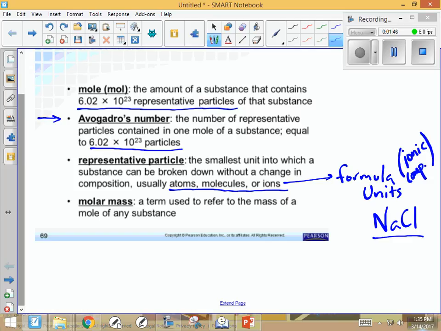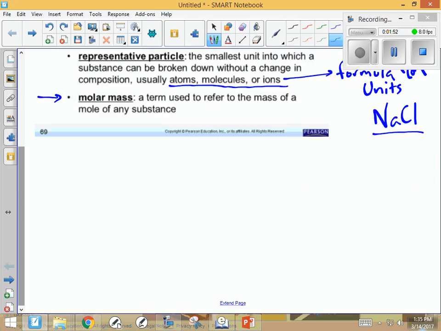Okay. Next, lastly, we'll talk about molar mass, which we learned yesterday. It is a term used to refer to the mass of 1 mole of any substance. And I think our example yesterday was sodium trioxide. We know that that has 1 sodium. Did I say sodium? I meant sulfur. I'm sorry about that. Sulfur trioxide.